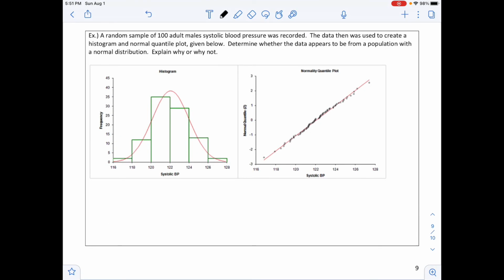The next example says a random sample of 100 adult males' blood pressure was recorded. The data then was used to create a histogram and normal quantile plot that are given below. Determine whether the data appears to be from a population with a normal distribution. Explain why or why not. So looking at our histogram, it looks roughly bell-shaped. So I'm going to put down histogram is roughly bell-shaped, which is what we want.